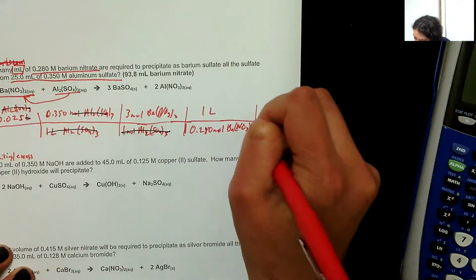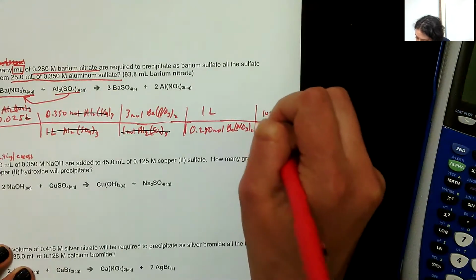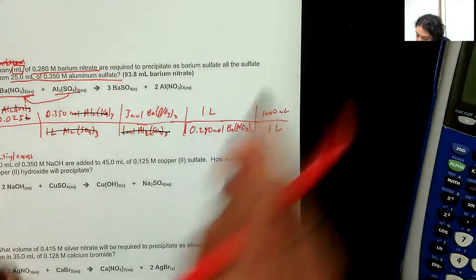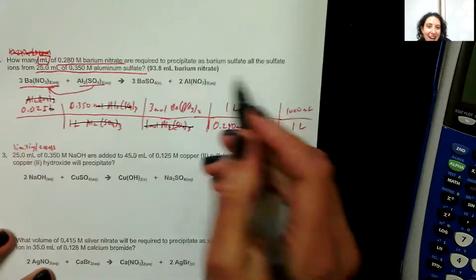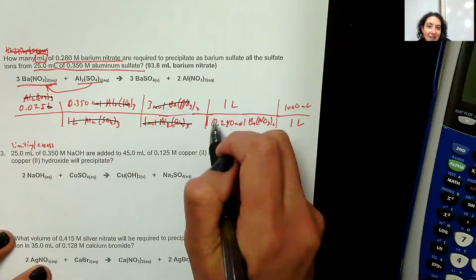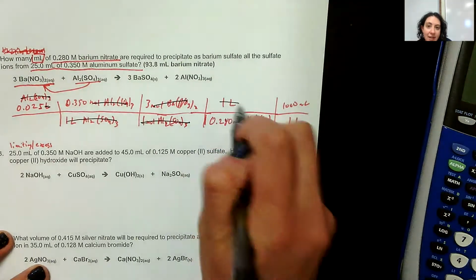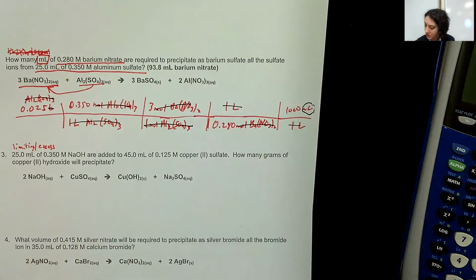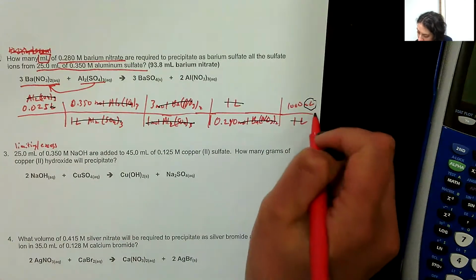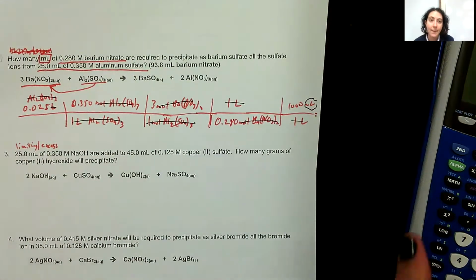And because I've got a little extra space, I'll throw this in here. There's 1,000 milliliters in 1 liter. So, oops, excuse me, our moles are going to cancel here. Our liters will cancel, and we'll just be left with milliliters as our only unit. And that's exactly what this problem is looking for. So let's just do the math.